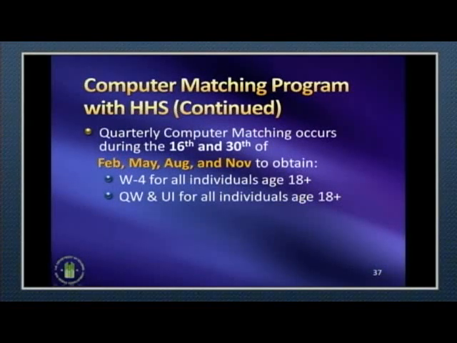Now, here's when we do the quarterly match. It's the same for everybody: February, May, August, and November. The reason we chose those months is because these are the months in which the most recent quarter income information becomes available to HUD and anybody else who taps into that database.